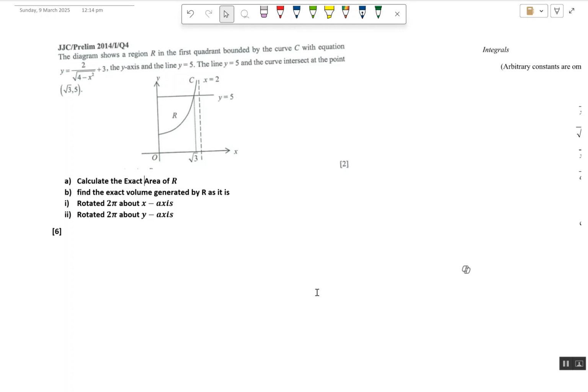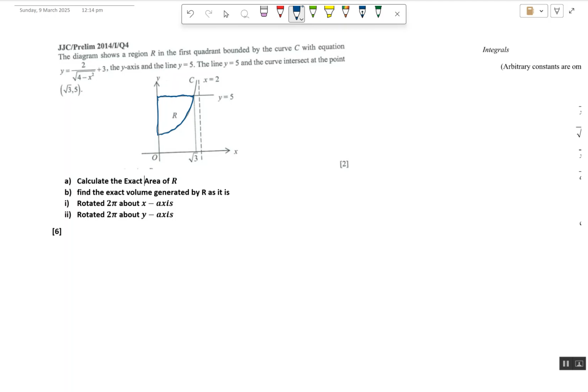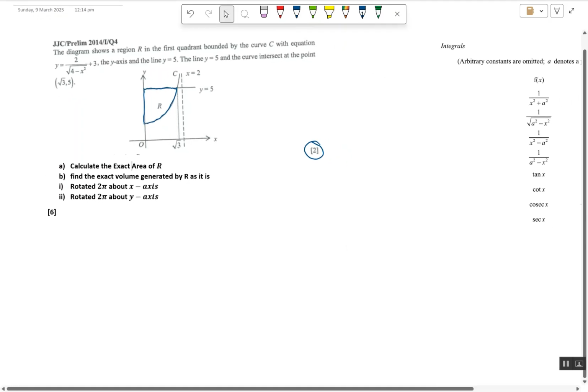To find the exact area bounded by the curve, the line, and the y-axis, which happens to be R and is labeled R for you already. Okay. Now, because it says 2 marks here, by right, the finding of area is not exact. They don't need the exact area, but I added in the word exact. So I'm going to show you how to show it in exact form and how to use the calculator to find out the answer.